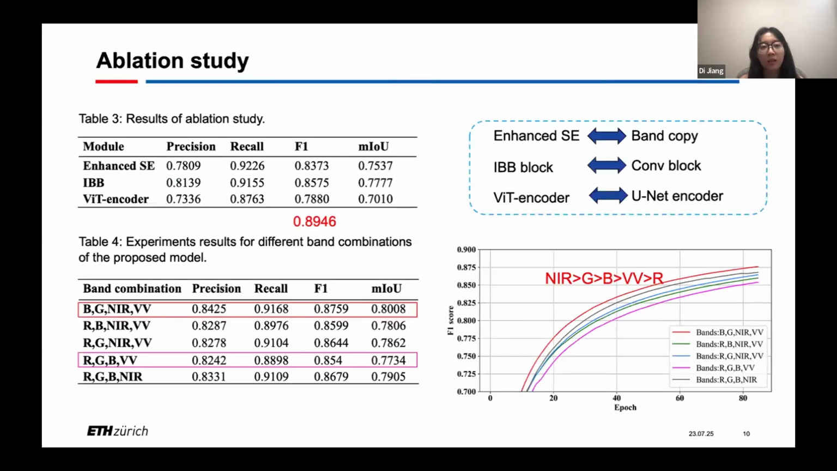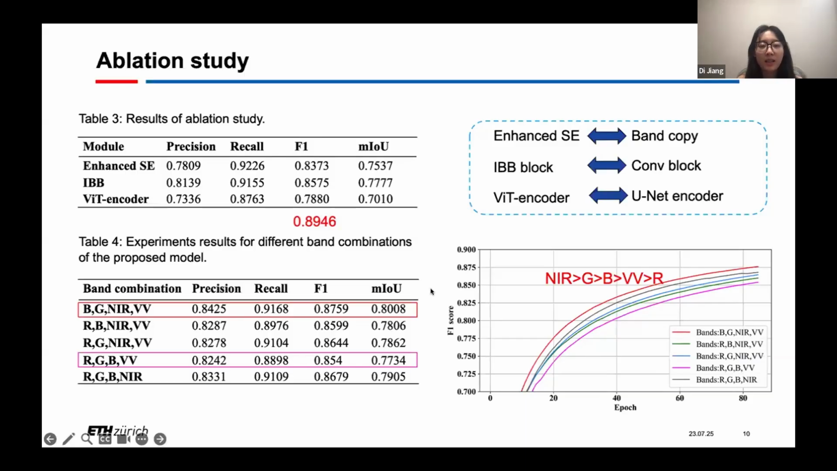To measure that the modules we introduced in the UVIT are useful, we conduct some ablation studies. First, we replaced the modules with other blocks. For example, we replace the enhanced squeeze excitation block with band copy, a BB block with a conv block, and the ViT encoder with a UNet encoder. We can see that compared with the original F1 of 0.89, the ablation of each module decreases the score compared to the original one.